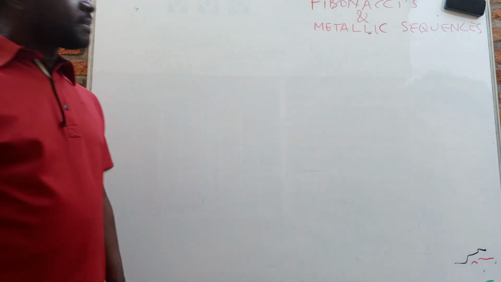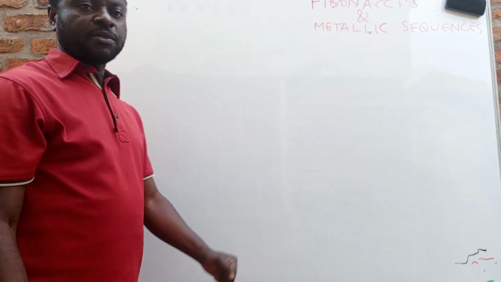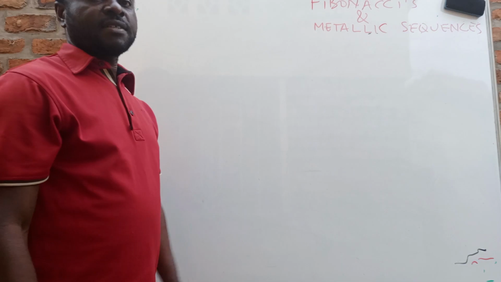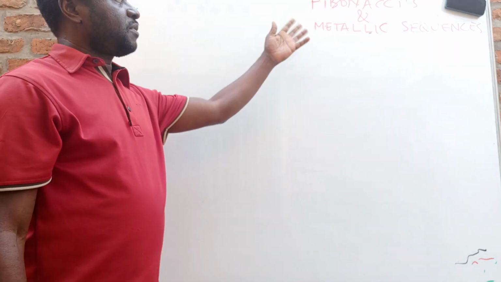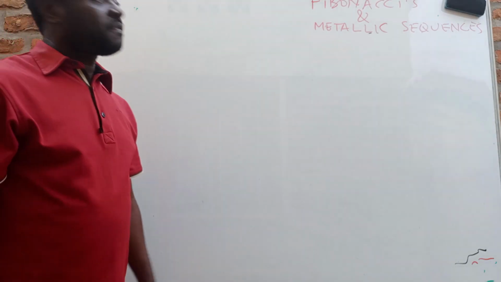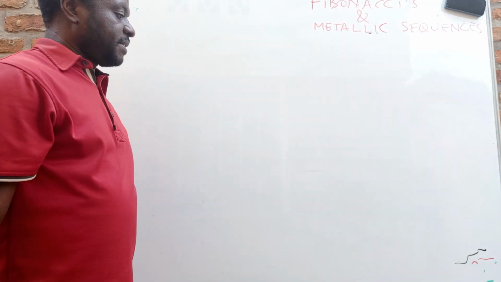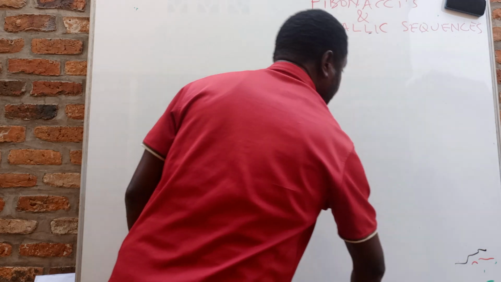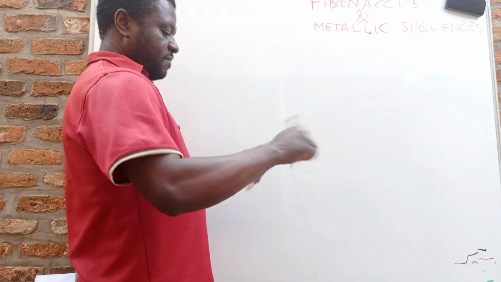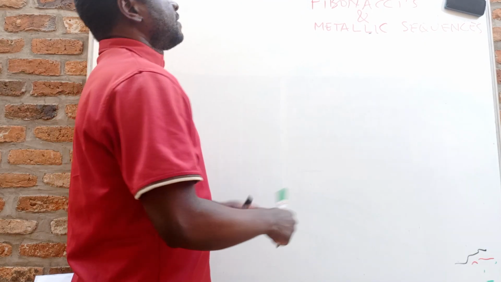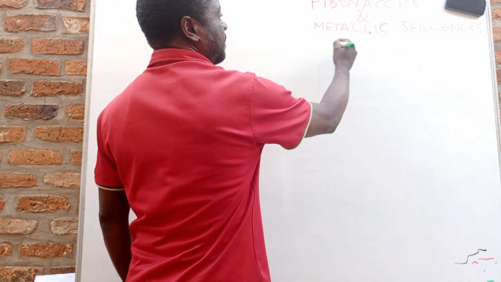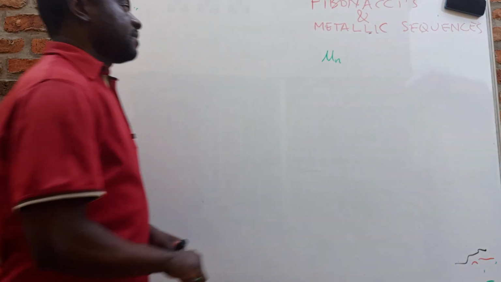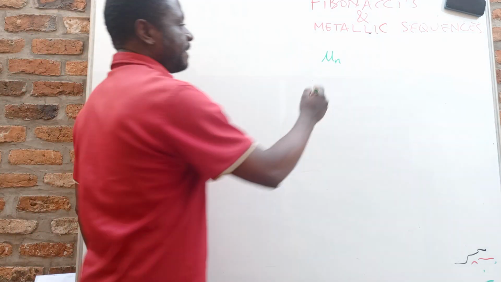Okay, so now we are going to talk about the metallic sequence, in comparison with the Fibonacci sequence. Last time we talked about the metallic ratio that we denoted mu n.